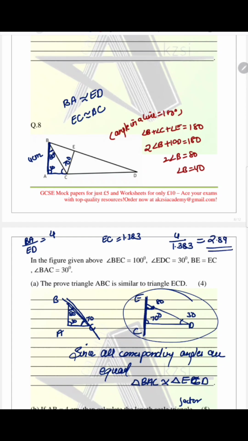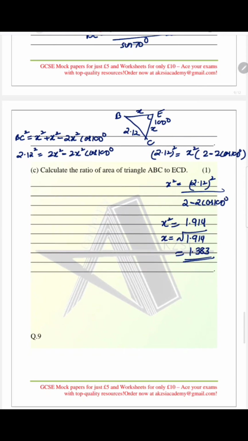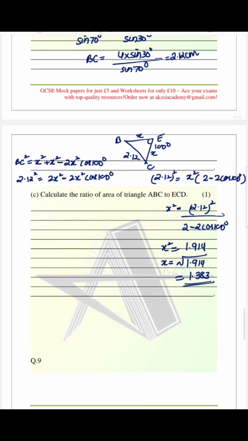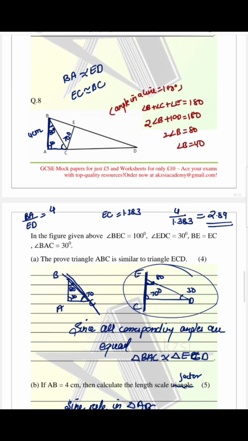So we got the length scale factor as 2.89. Moving on to the next one, calculate the ratio of area ABC to ECD. So ABC is this one and the other one. We already know these two are similar. We already have the length scale factor.